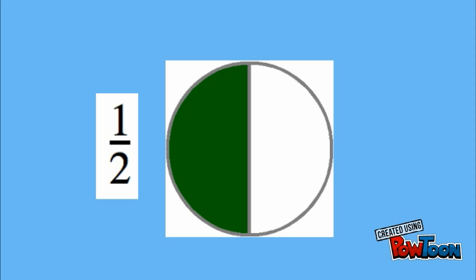Alright, let's look at another example here. Here we got 1/2. Alright, so I'm going to do the same thing. I'm going to cut each of my pieces into 2 parts. So 1 and 2 parts. And this side, cut it into 2 parts.